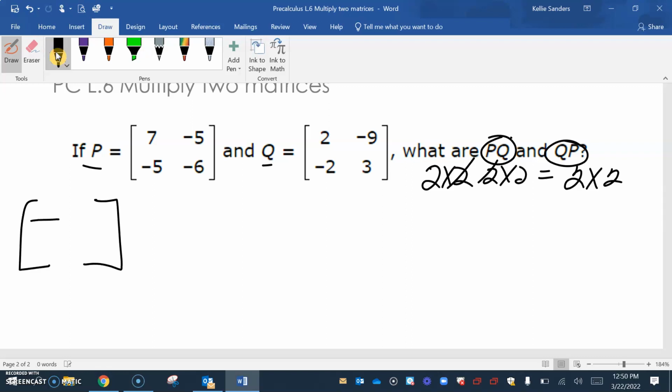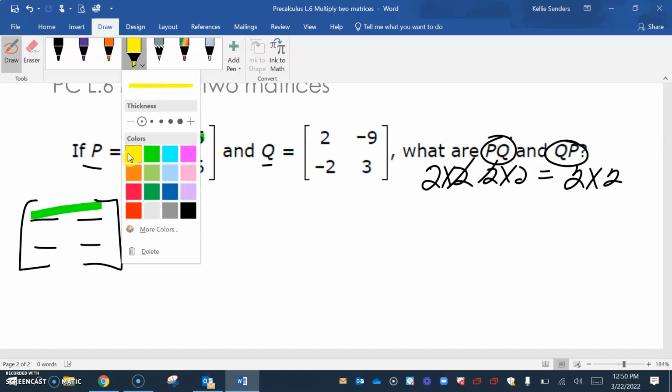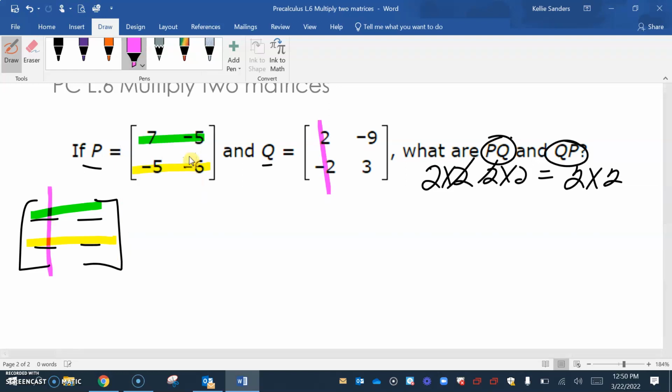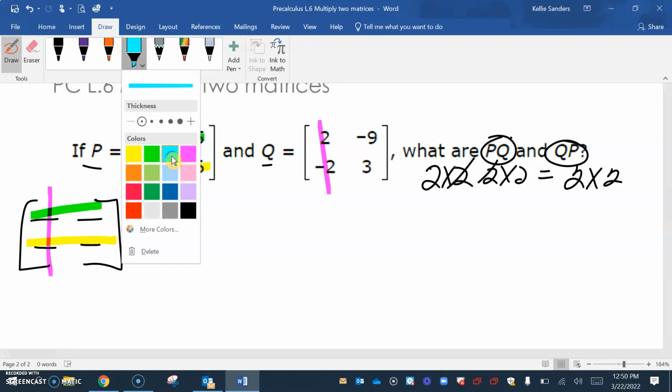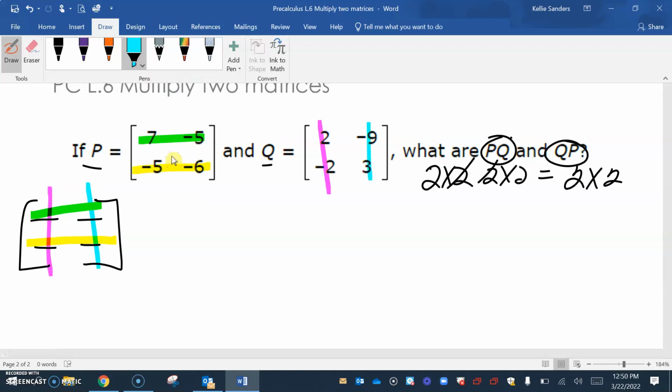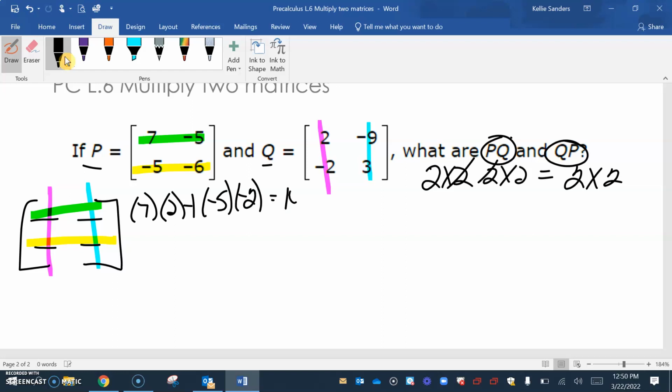Green, yellow. Hopefully these colors help for the ones that just need a little bit more push. Okay. So we're going to do 7 times 2 plus negative 5 times negative 2, 14, 10, 24. I'm going to make that line because we have this problem to do also. So I want to give myself enough room. So this number is 24.